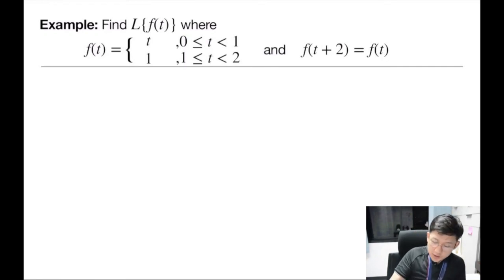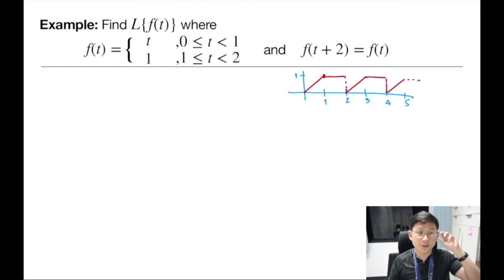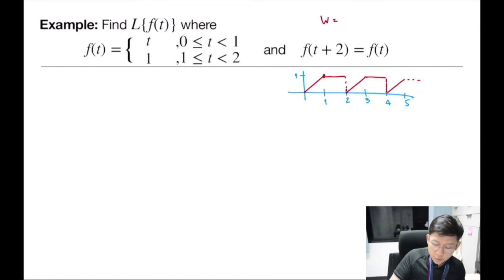If you want to look at the graph, it looks like that. When t is less than 1, it looks like that, and when t is 1 to 2, it's going to be 1. And then again, when t is bigger than 2, it looks like that again. If you have 3, 4, 5, it's going to look like that, and it goes on and on. So it's a periodic function where w is 2.